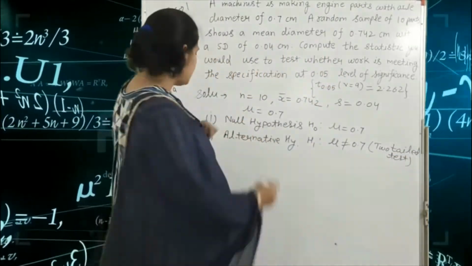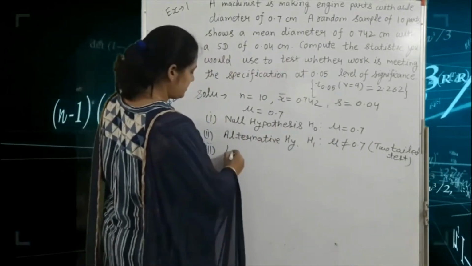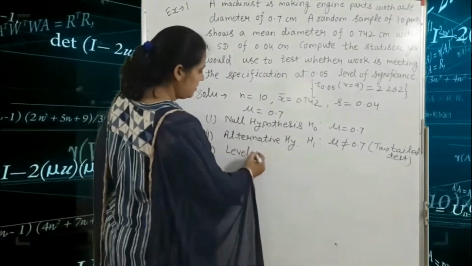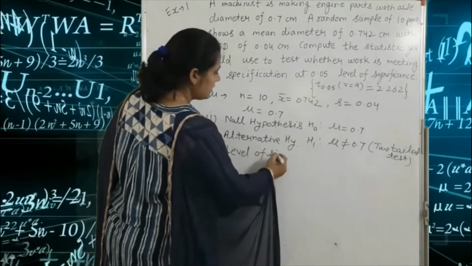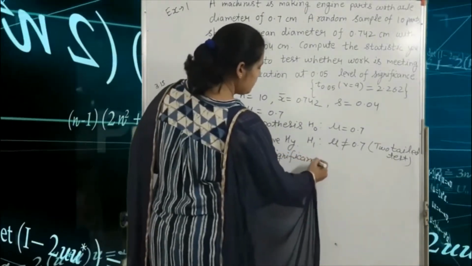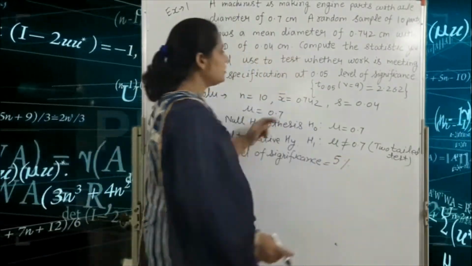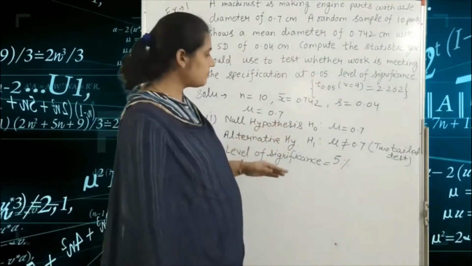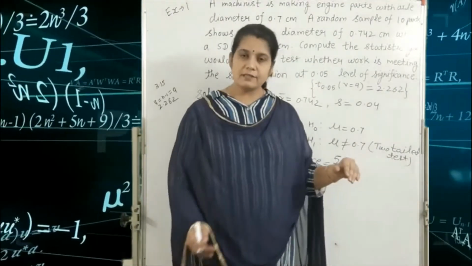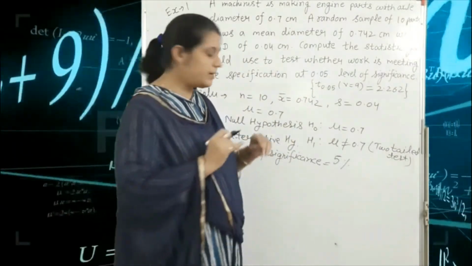Got it? Our third step is level of significance. So we write here level of significance is equal to 5%. It is given in your question. If the level of significance is not given, you write 5% and in brackets you write the assumption.